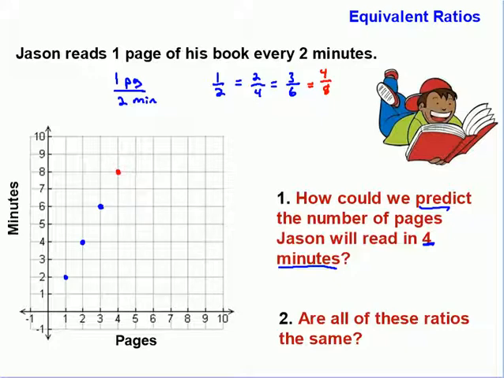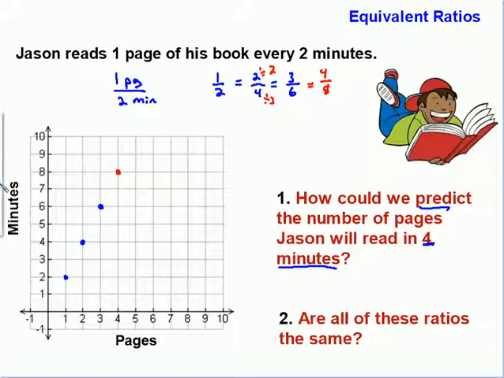Now, are all of these ratios the same? Well, if you remember from fractions, yes, in fact, they are all the same. 1/2 is equal to 2/4 because we can divide this by 2 and divide this by 2, and we get 1/2. And the same thing with all the rest of these. If we divide 3 by 3, we get 1. 6 by 3, we get 2. And all of these are equivalent ratios.